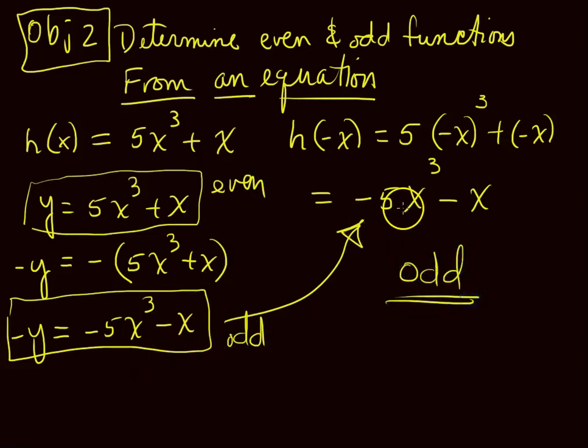Now, if neither one of those came out here, we'd have to make sure we rearranged this and used all our knowledge of manipulating these expressions to make sure we never had one of these two situations. But it could be neither. So, what is objective 3?